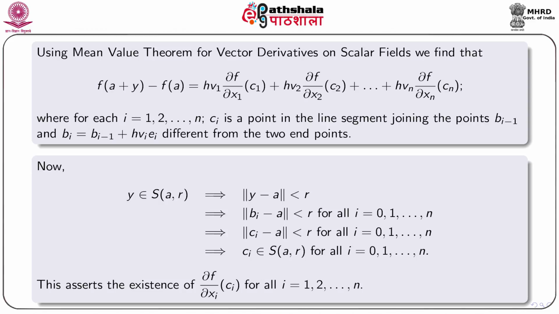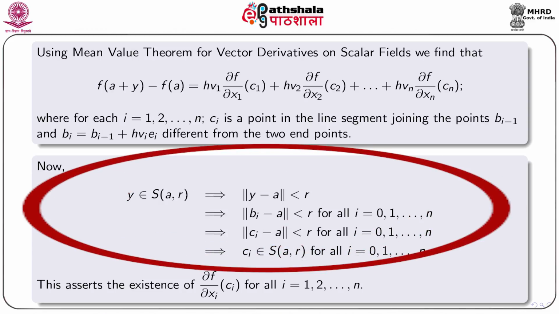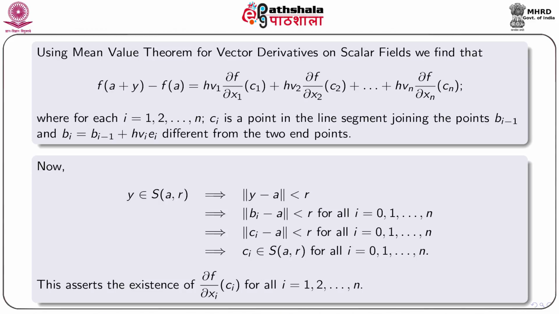Now, if y lies inside the open sphere S(a, r), then by definition of open sphere we must have norm of y − a less than r. Then obviously, norm of bᵢ − a is less than r for each i. Since cᵢ lies on the line segment joining bᵢ and bᵢ₊₁, we have norm of cᵢ − a less than r. So, cᵢ are also in the open sphere S(a, r), and hence the partial derivatives ∂f/∂xᵢ exist at the point cᵢ for each i.